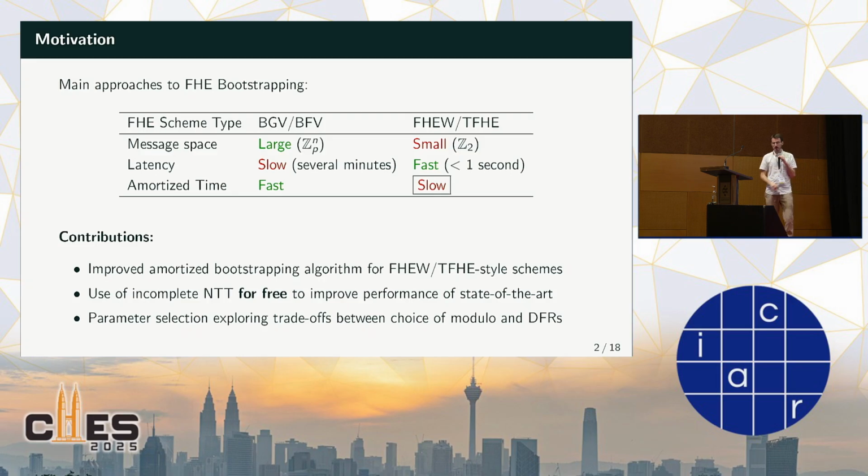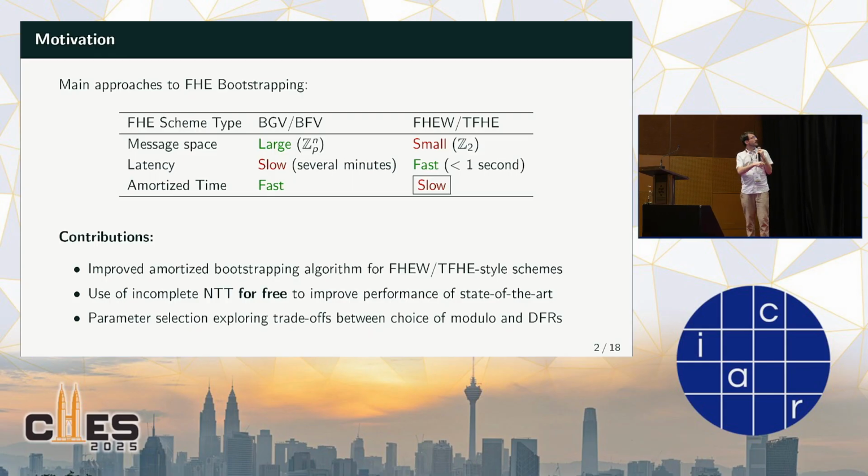Okay, so there are two main approaches for FHE bootstrapping. The first one is for BGV and BFV-like schemes. The other is for FHEW and TFHE. For BGV and BFV, the latency, or the time for bootstrapping, is very slow, but the amortized time, when you apply one bootstrapping operation for multiple ciphertexts at one time, is very fast. But for FHEW and TFHE, it's the opposite. The latency is very fast, but the amortized time is very slow. So this is what we are trying to improve here.